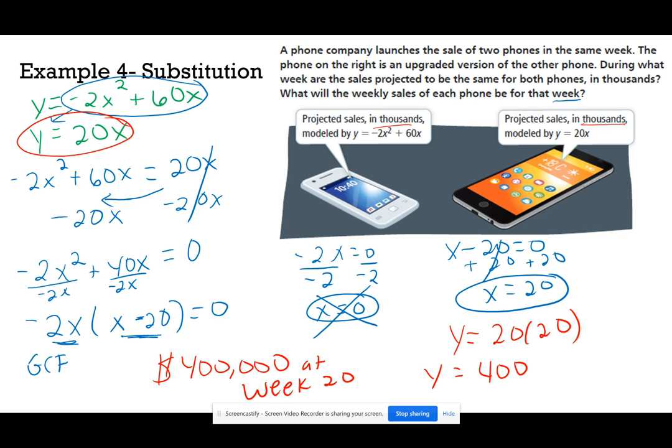So you can use substitution. A lot of the steps are similar, whether you do elimination or substitution. It's completely up to you. Just make sure that you always solve for your x value and your y value.